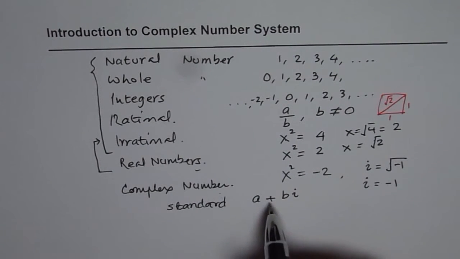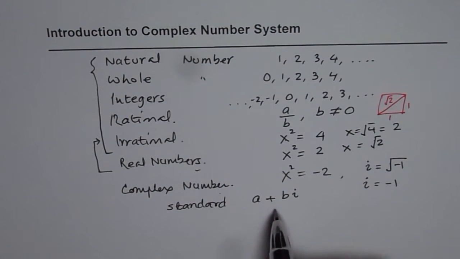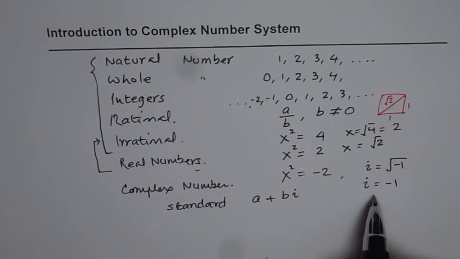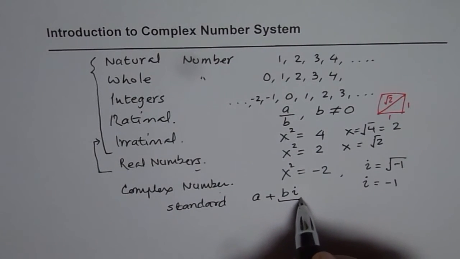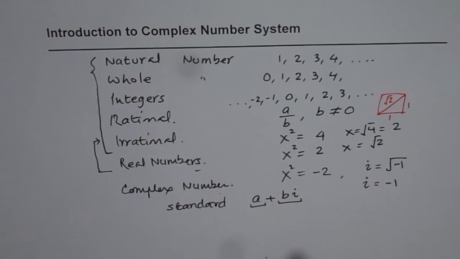Now, a plus bi represents all these numbers. a and b are real numbers. i is the imaginary unit. Now here, b is the imaginary part, the coefficient of the imaginary component, I should say, and a is the real part of this number. Now in the coming videos, we are going to explore this complex number system, which will be a combination of real and imaginary parts, a plus bi.